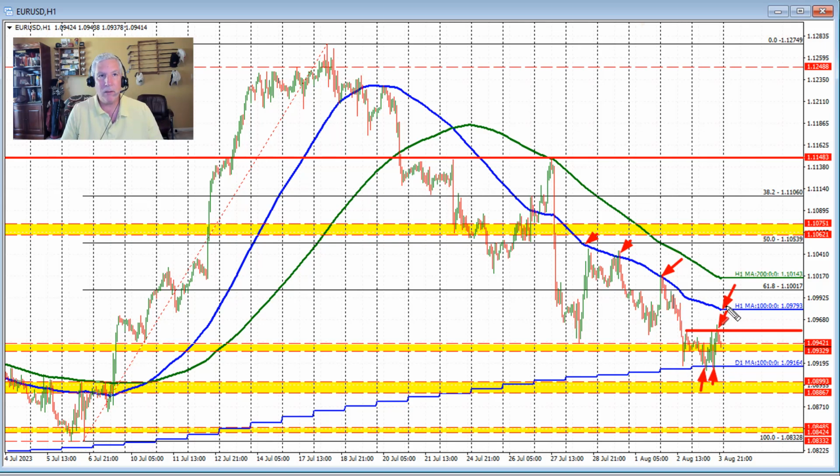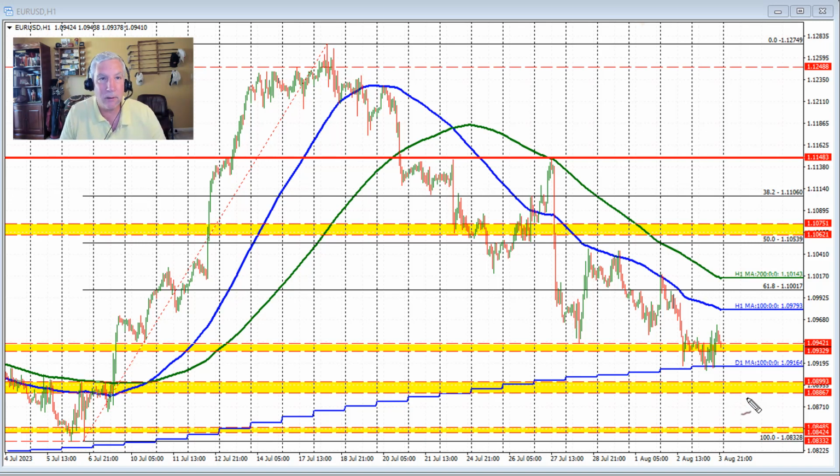We need to get above the 100-hour moving average, and then the 200-hour moving average at 1.104314. It is moving down. If we're able to do that, the bias is more to the upside for this pair. Until then, however, if the price stays below these levels and we start to move back below the 100-day moving average, that's the blue line here at 1.09164, we'll look toward this swing area down here between 1.0886 and 1.0899.